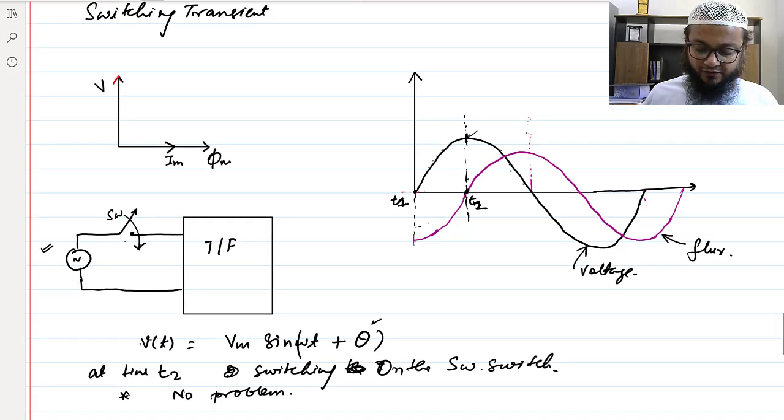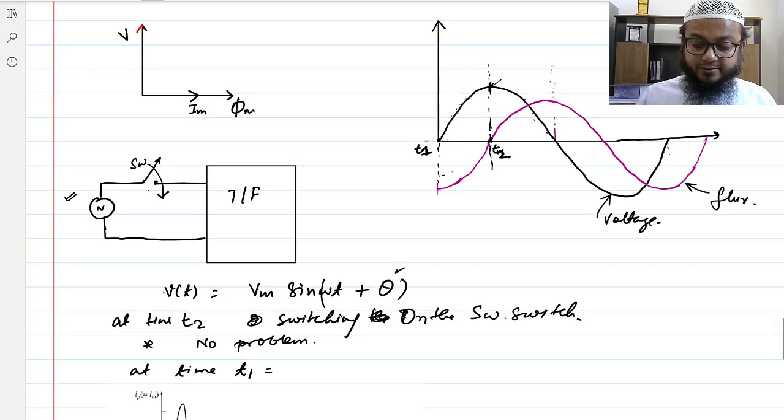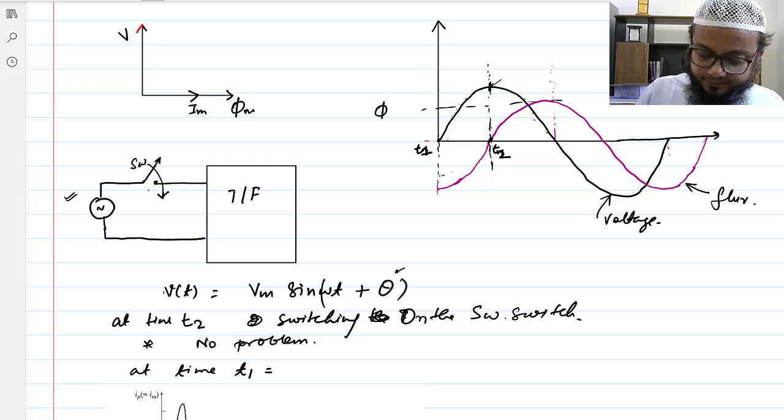But think what will happen if you turn it on at time T1. At time T1 the flux is 0, which means theta here is 0. But the requirement says that at that time the flux should be minus phi m. Let's say this is the maximum value, phi m. We used to say phi m, right? So this would be minus phi m.